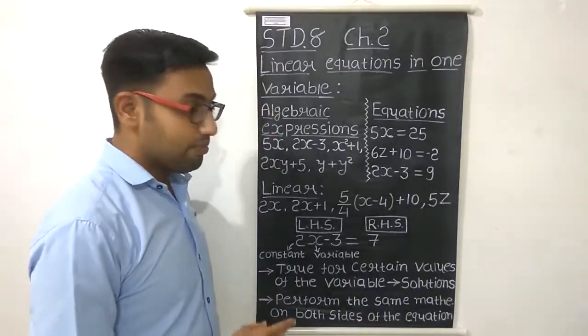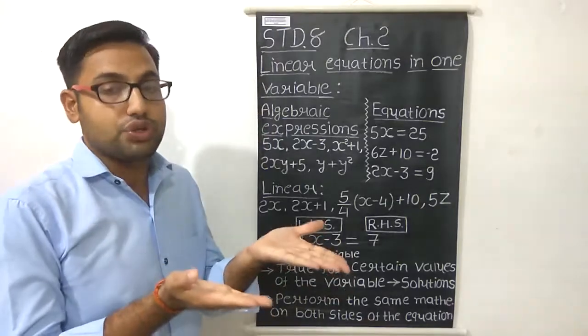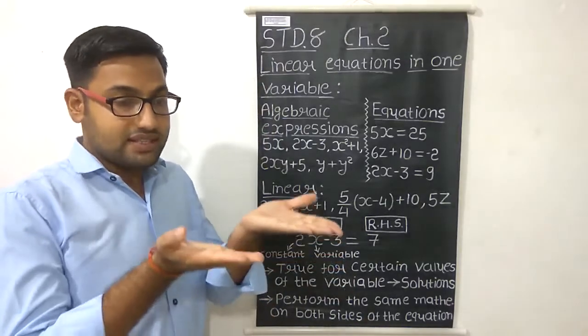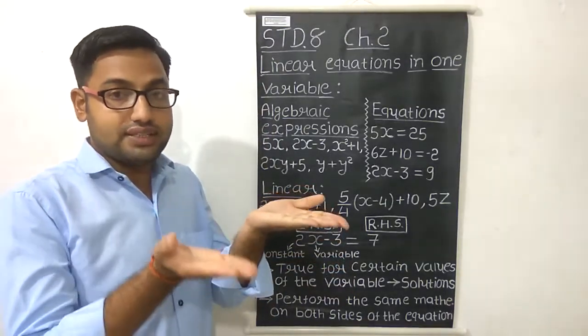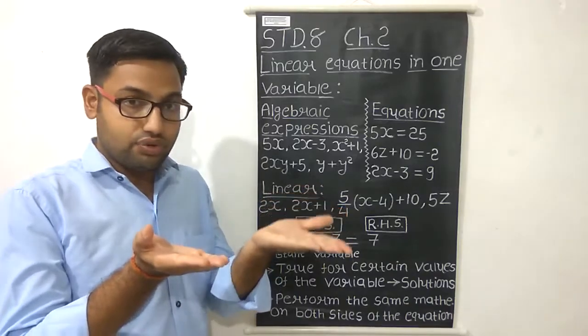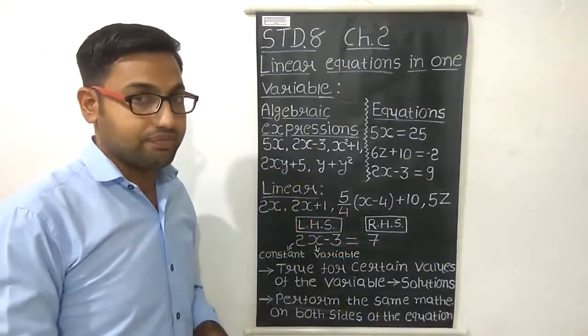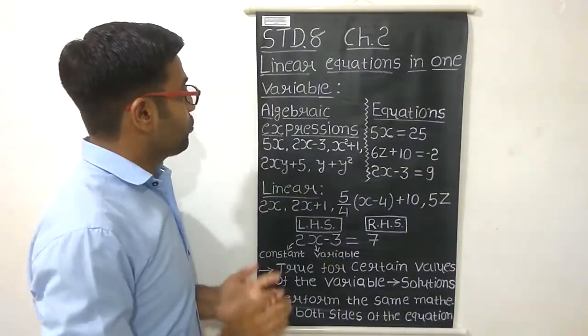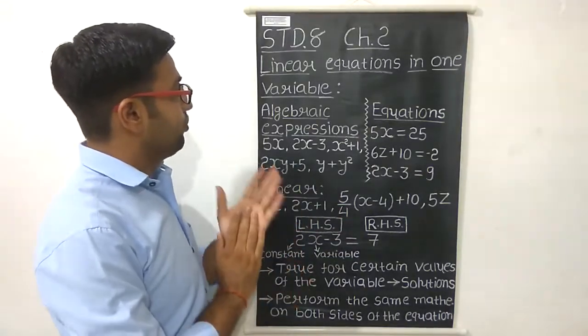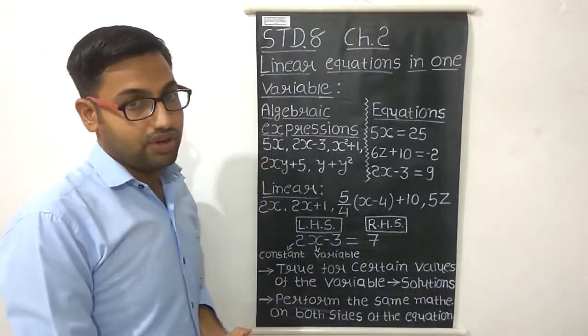Why do that? Because we have to balance the equation, right? If we add some weight to the right hand side, we have to add some weight to the left hand side so that the balance remains the same. Okay. So this is all about the introduction to linear equations in one variable.